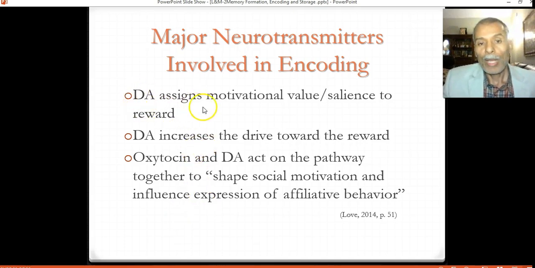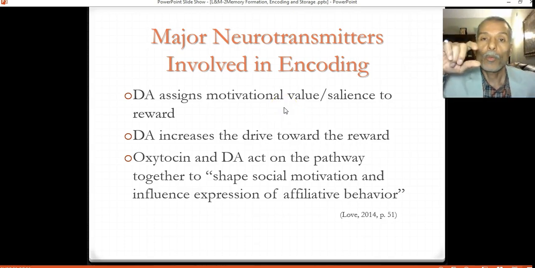Dopamine, DA, assigns motivational value, salience, to a reward. Like, you are working toward a degree, and when you think about your goal, oh, I'm going to do this paper, I'm going to get this course, I'm going to get this degree. Every time you think about it, it increases your motivation. And what you are working toward becomes more meaningful.